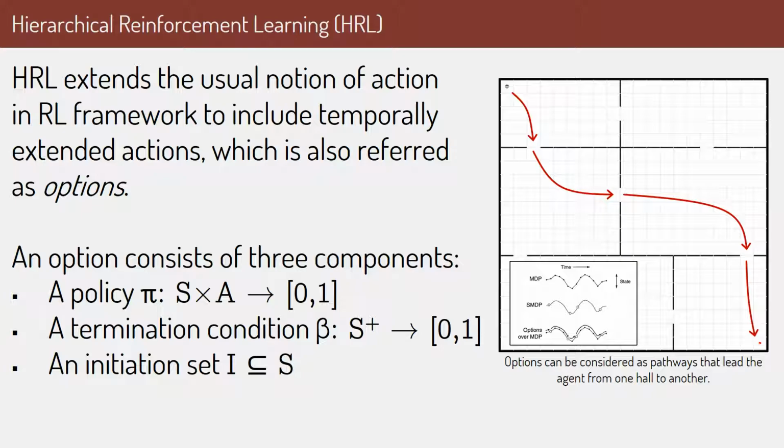The idea is that we can divide the problem into independently solvable tasks, solve each of them, and combine their solutions to form a solution to the main problem. But how do we do that? By defining and using options together with actions. As it can be seen here, using options to pass from one hall to another decreases the number of decisions we have to make in order to reach the goal state.